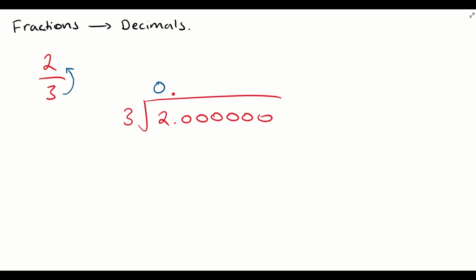Never forget that. 3 goes into 20 now, 6 times to 18 with 2 left over. 3 goes into 20 6 times to 18 with 2 left over. And this is just going to repeat and repeat. So our final answer, 0.6 recurring with a little dot on top. Okay, so that's converting fractions into decimals.